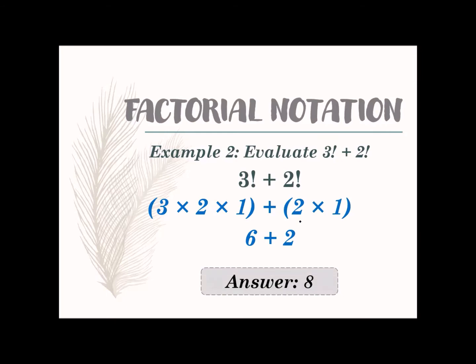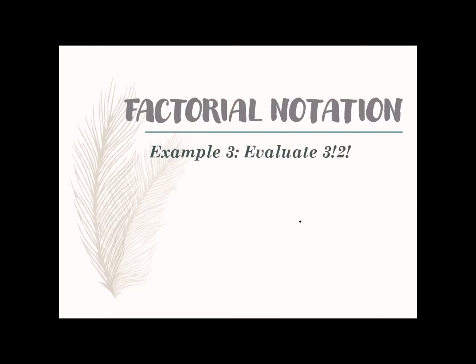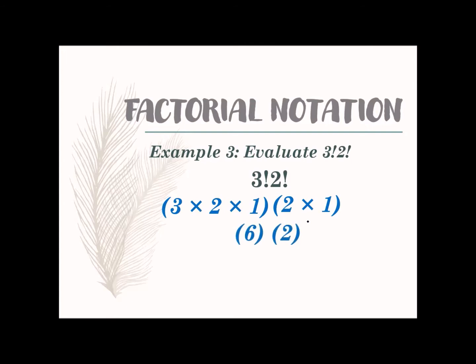Okay? Next example. Let's have 3 factorial times 2 factorial. Earlier, addition was involved. Right now, we will multiply. So again, expand 3 factorial, which is 3 times 2 times 1, as well as 2 factorial, which is 2 times 1. Simplify those. We will have 6 times 2. That is simply 12.